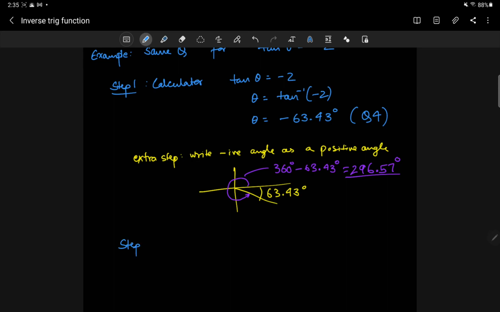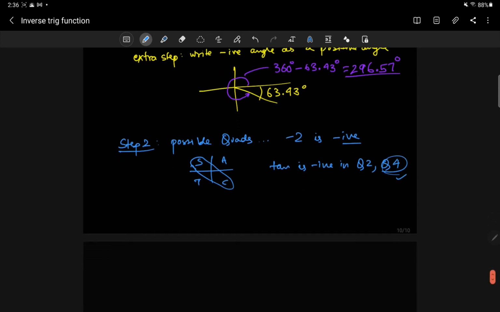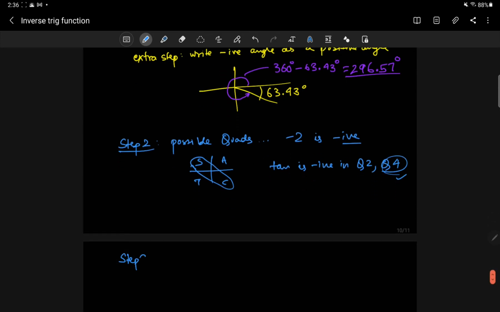Step 2, possible quadrants. So -2 is negative, and based on ASTC, tan is negative in quad 2, quad 4. Now the answer we found is in quad 4, right? So now we need to figure out the quadrant 2 angle.